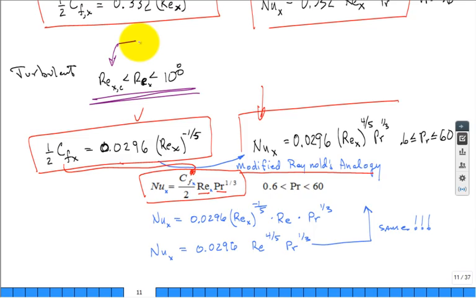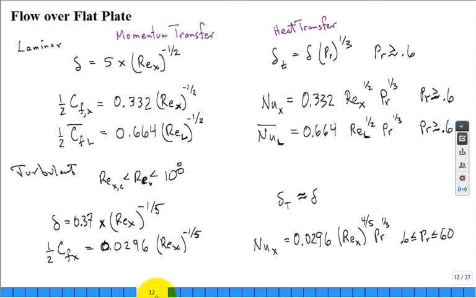2,300 or 500,000? Yeah, 500,000. So you get that same result. Not only can we get the local, we can do the average, local to average for those Nusselt numbers. That's okay, you can do that. That's done in the fluids book and also in the heat transfer book. Sometimes we want a local value, sometimes we want the average value.